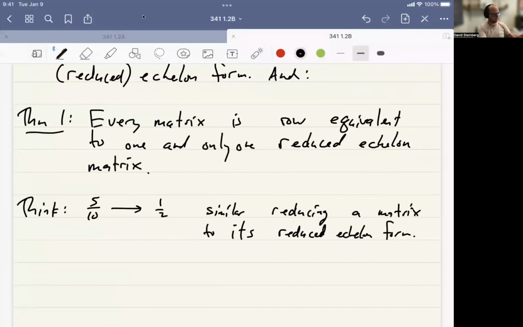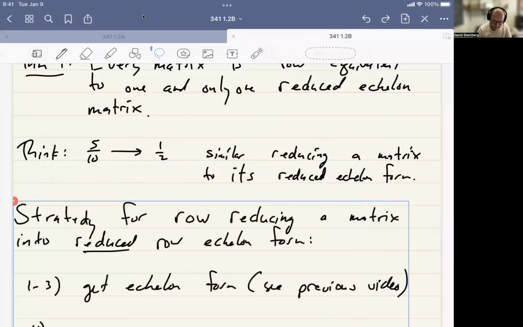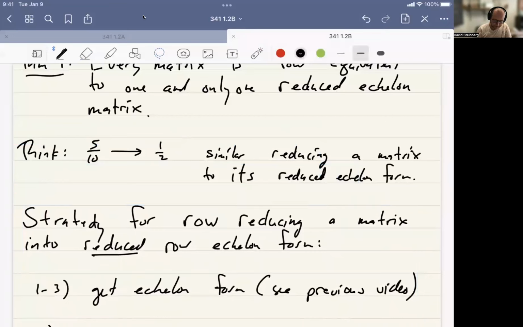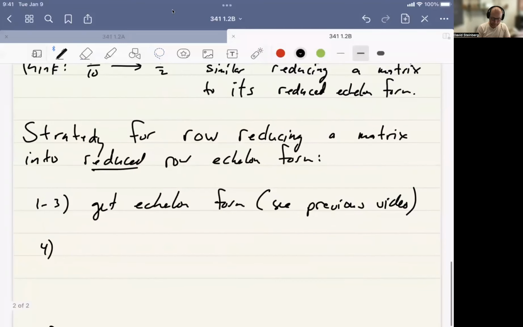Okay. Right. So now we've got space to talk about the strategy for actually finding the reduced row echelon form. So let's put that back in. Here we go. Okay, strategy for row reducing a matrix into reduced row echelon form. So first, steps 1 through 3 are just get it in echelon form first. We talked about that in our previous video. Once it's in echelon form, we're going to do two things.